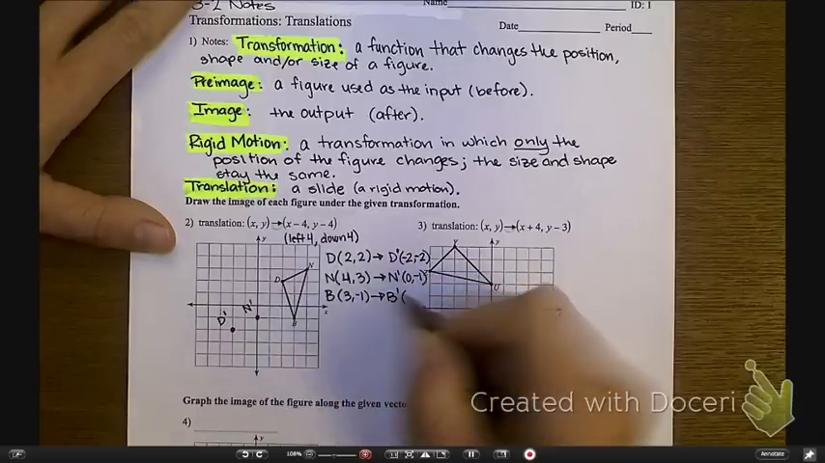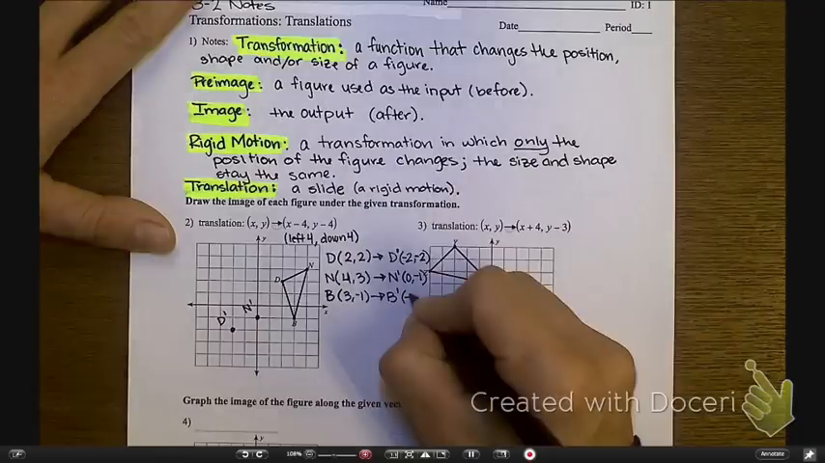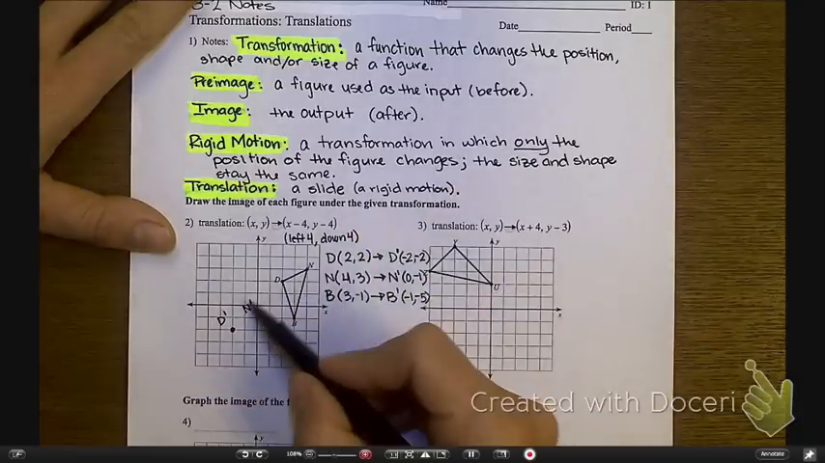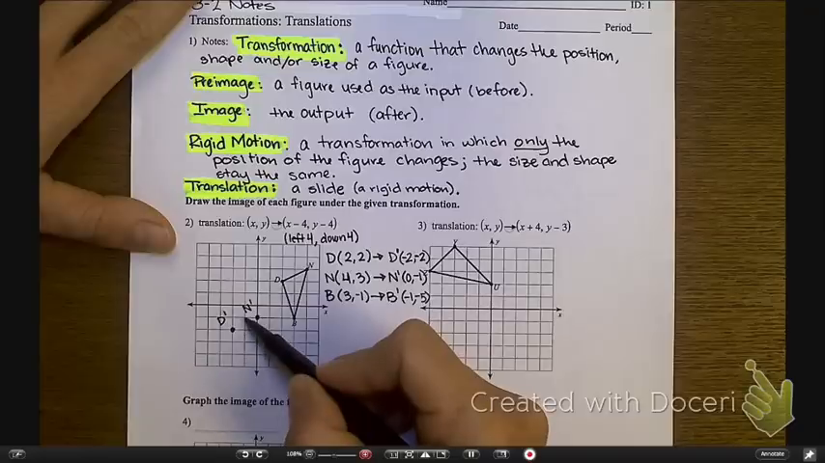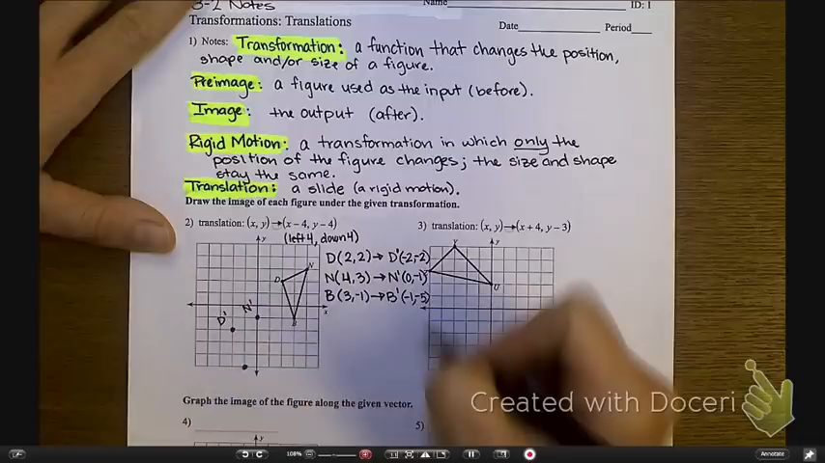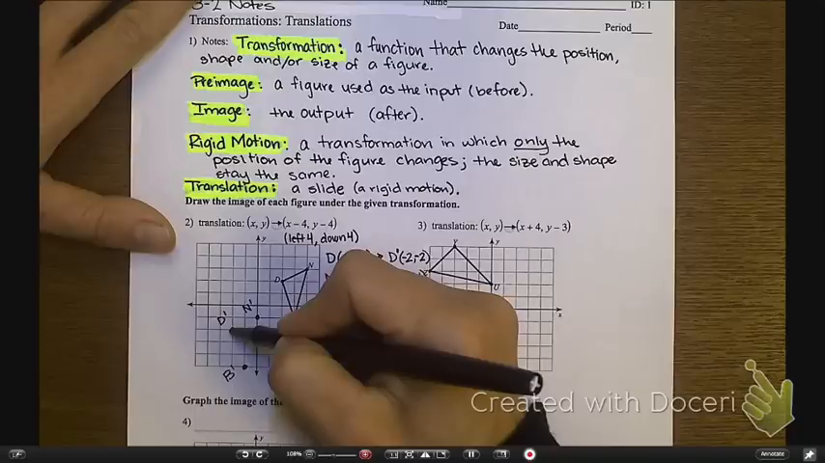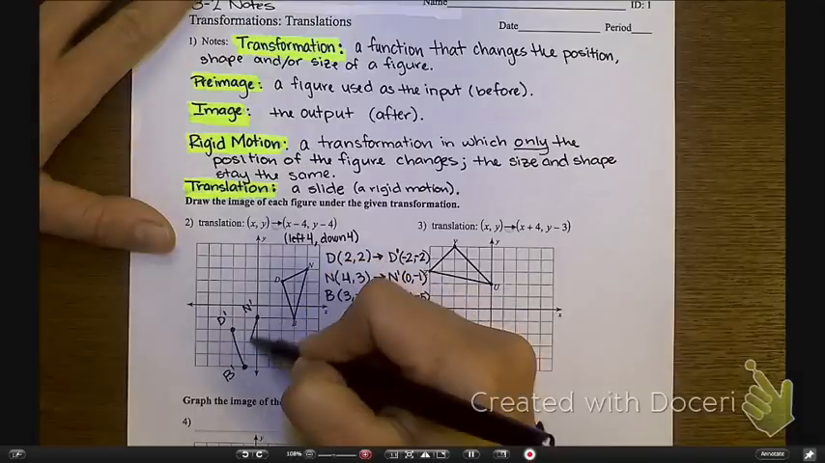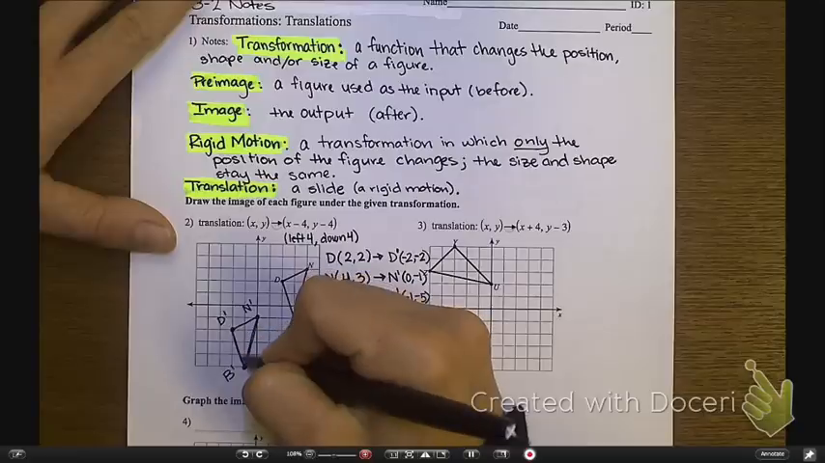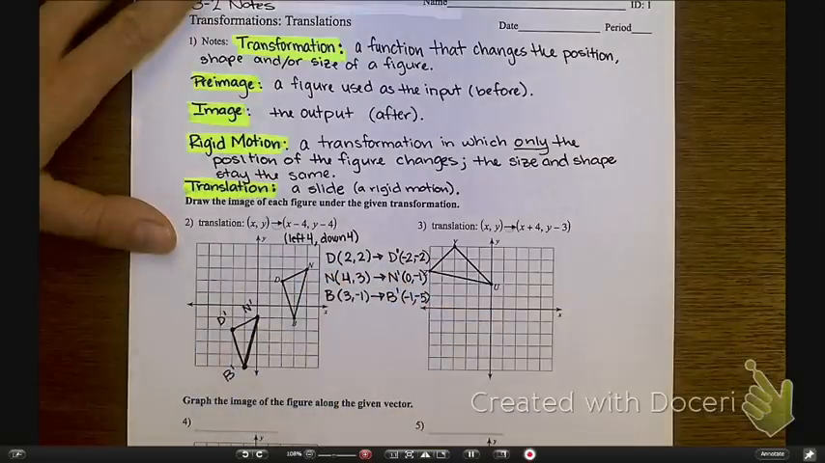So 3 take away 4 gives me negative 1. Negative 1 take away 4 gives me negative 5. So I can go left 1, down 1, 2, 3, 4, 5, and there is where B prime would be. Now, if I connect these dots, I get the same exact shape. It is the same exact size. It's just now in a different location.